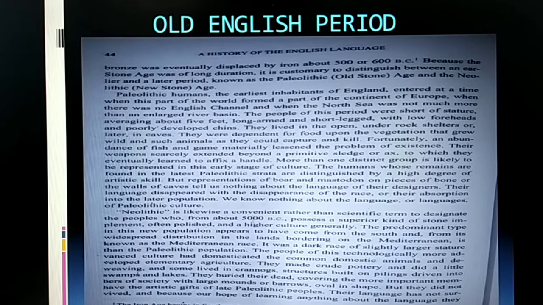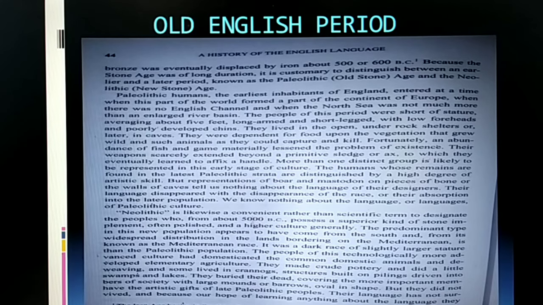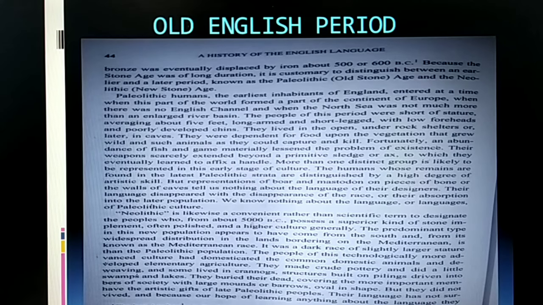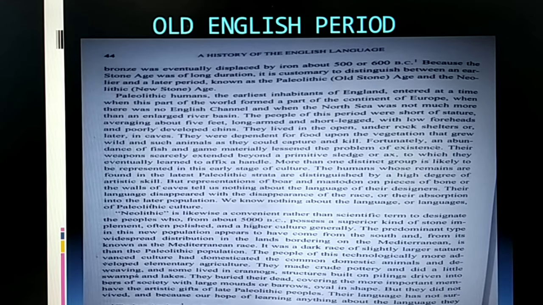The people of this period were short of stature, averaging about 5 feet, long-armed and short-legged, with low foreheads and poorly developed chins. They lived in the open, under rock shelters or later in caves. They were dependent for food upon the vegetation that grew wild and such animals as they could capture and kill. Fortunately, an abundance of fish and game materially lessened the problem of existence. Their weapons scarcely extended beyond a primitive sledge or axe, to which they eventually learned to affix a handle.